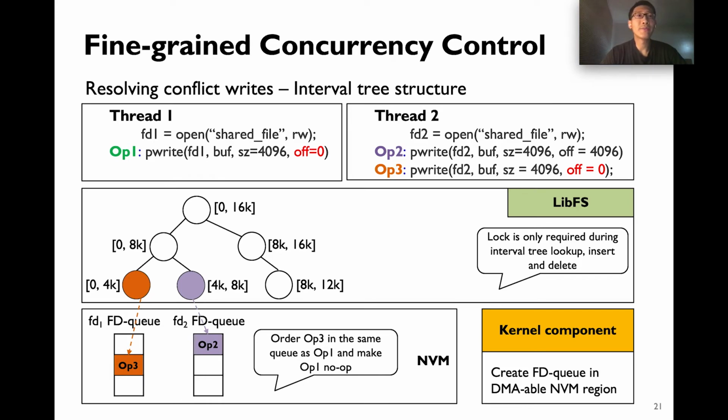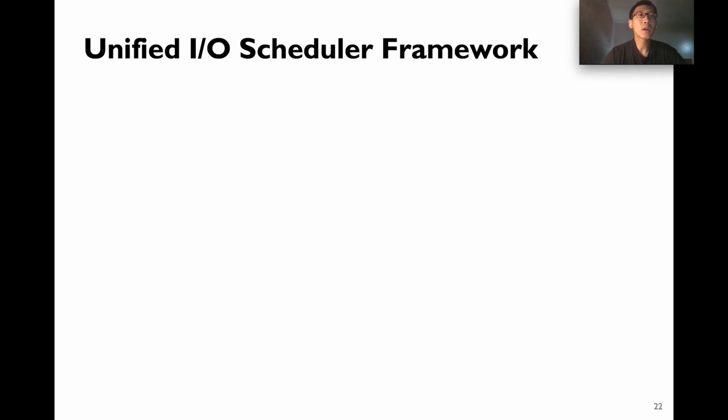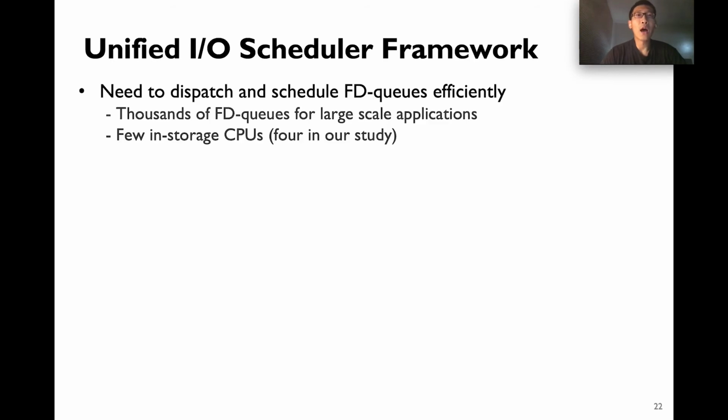The critical section is really short in CrossFS. CrossFS converts file concurrency control to a queue ordering problem. Once the requests are ordered, firmFS dispatches requests from FDQs in parallel. Now the question is, how could we dispatch and schedule FDQs efficiently in firmFS?